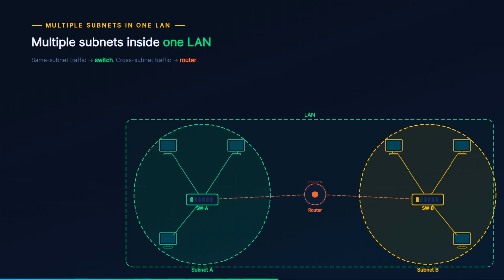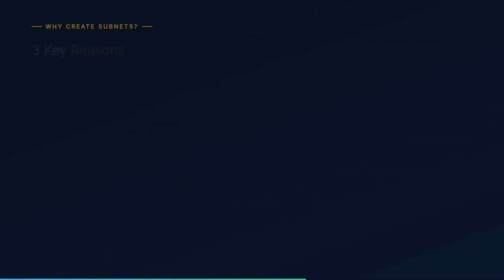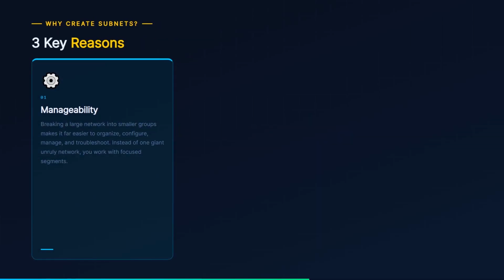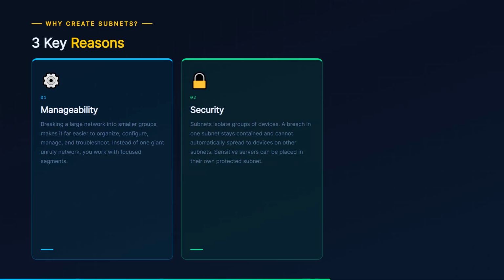Devices within the same subnet communicate directly through a switch. To communicate with a device on a different subnet, traffic must pass through a router. There are three main reasons to create subnets. First, manageability. By breaking a large network into smaller groups, it becomes far easier to organize, manage, and troubleshoot. Second, security. Subnets isolate groups of devices from each other, so if one subnet is compromised, the breach does not automatically spread to the rest of the network.